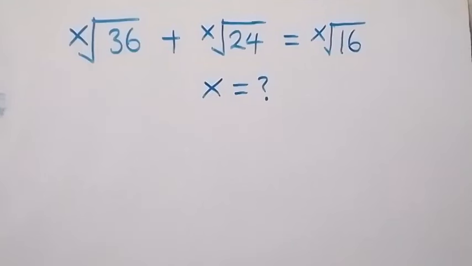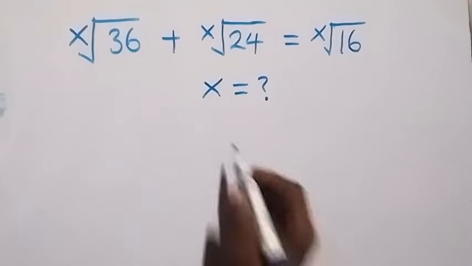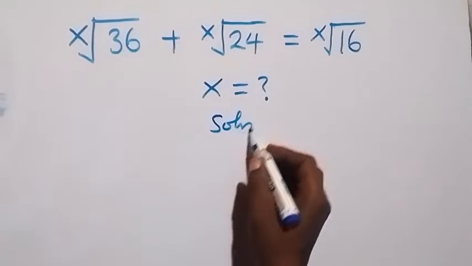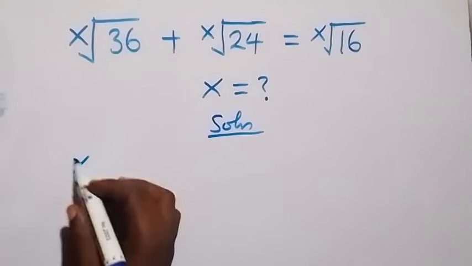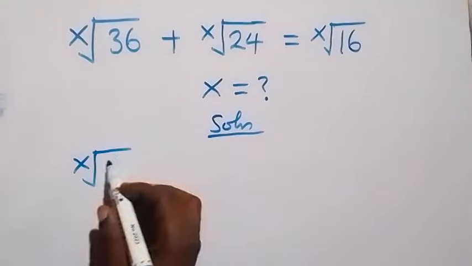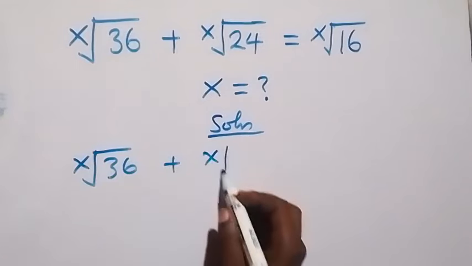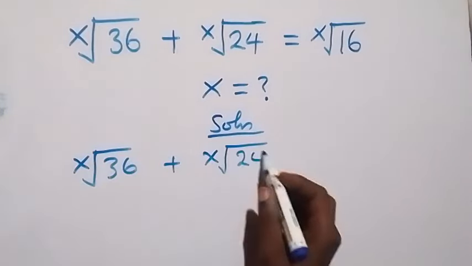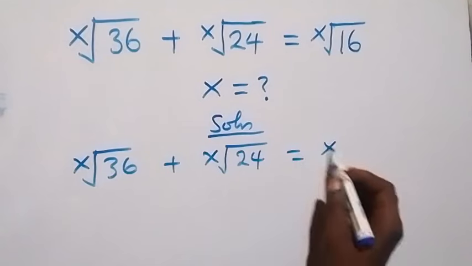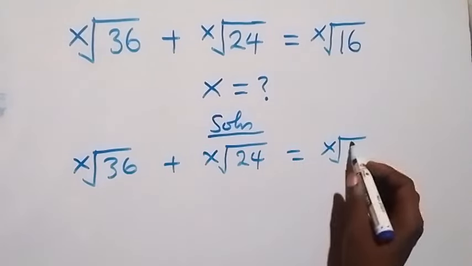Hello, you are welcome to solve for x in this nice square root problem. From what we are given here, x-th root of 36 plus x-th root of 24 equals x-th root of 16.